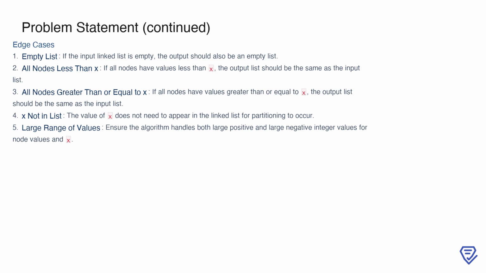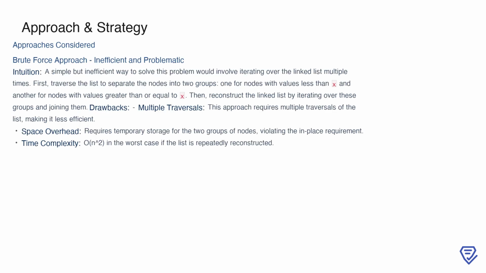Lastly, the algorithm should handle large ranges of values for both the node values and x, including very large positive and negative integers. To start, we considered a brute force approach to solve the problem. The intuition here involves iterating over the linked list multiple times. First, we separate the nodes into two groups, one containing nodes with values less than x and the other containing nodes with values greater than or equal to x.